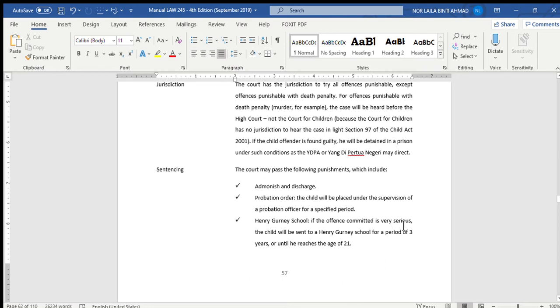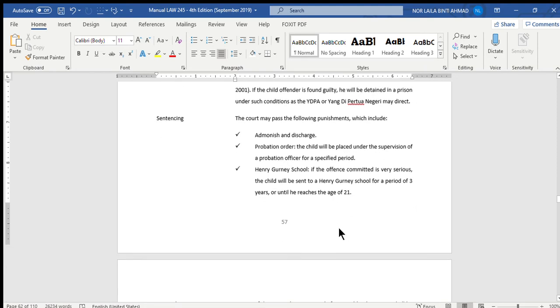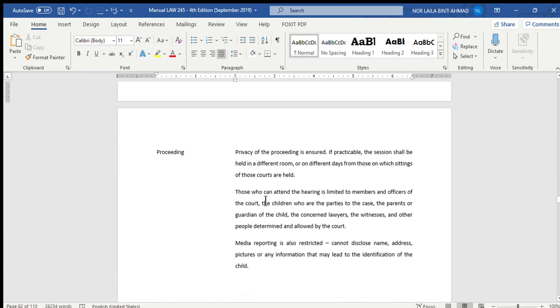If the offence committed is very serious, the child will be sent to this school for a period of 3 years or until he reaches the age of 21, for serious offences such as kidnapping and rape. As for the proceedings, the privacy of the proceeding is ensured. If practicable, the session shall be held in a different room or on different days from those on which sittings of the courts are held. So the proceeding is not open to the public.